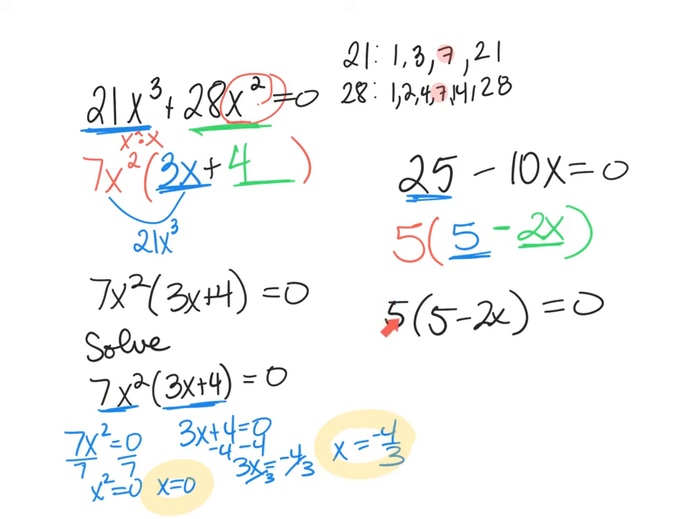And then with this one over here, the 5 doesn't have a variable, it's just 5. Because we only have one variable here, we're only going to end up with one answer. I don't need to worry about that 5. I can just take 5 minus 2x equal to 0. Now if there was an x on the 5, then I would write an equation, 5x equals 0, but there's not here. So I'm going to subtract 5, and negative 2x equals negative 5. Divide by negative 2, and x is positive 5/2. We only get one answer because we only had one variable.